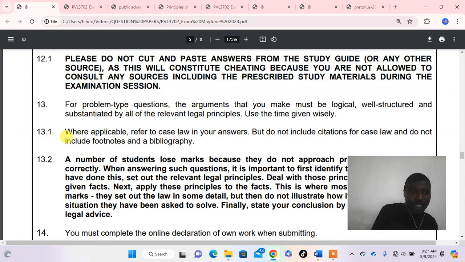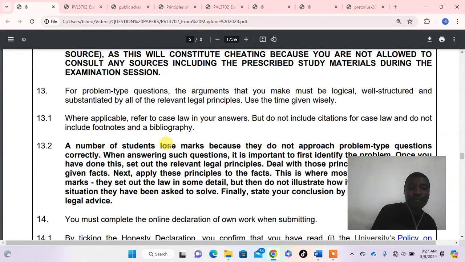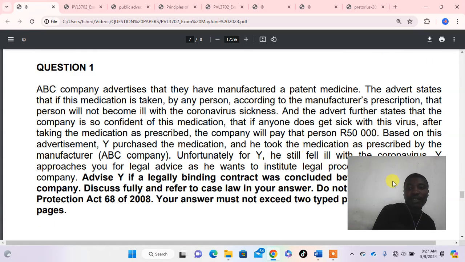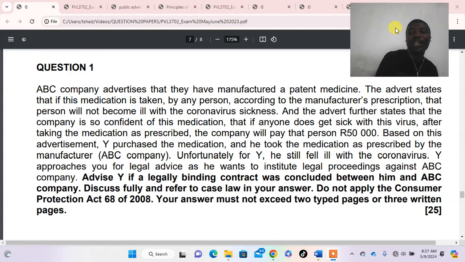This 13.1 is different from when you are writing an open book. In open book, you must show citations, footnotes, and bibliography. In closed book, you do not show those things because they will penalize you for cheating, saying that you have opened the book. Many people have failed the papers because of such a thing, and they will continue to fail because they do not understand the closed book examination.